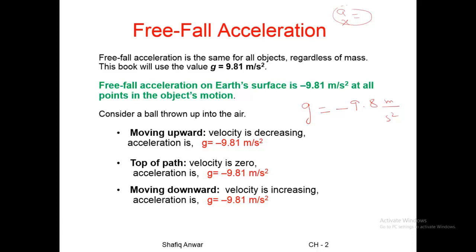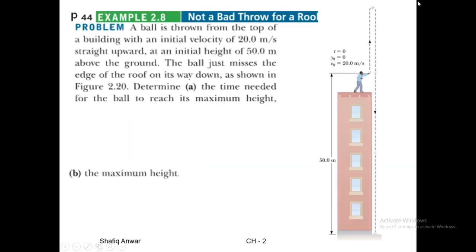Now it means that whether the object is moving up, on the top, or going down, in all cases the acceleration is 9.8 with a negative sign. Moving up, acceleration is negative 9.8. On the top, again negative 9.8. Coming down, again negative. So don't be confused that when it is moving up it's positive. No, the acceleration is always negative 9.8, because Earth attracts every object towards its center along the negative y-axis.